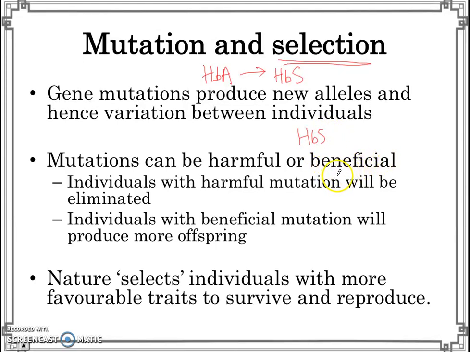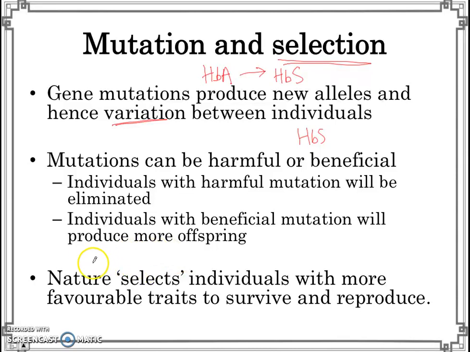When you have people with different alleles, it results in variation between individuals. And so individuals with the harmful mutation will be eliminated over time. Over time, they will die out, while people with beneficial mutations will actually produce more and more offspring. So nature selects individuals with more favorable traits to survive and reproduce.